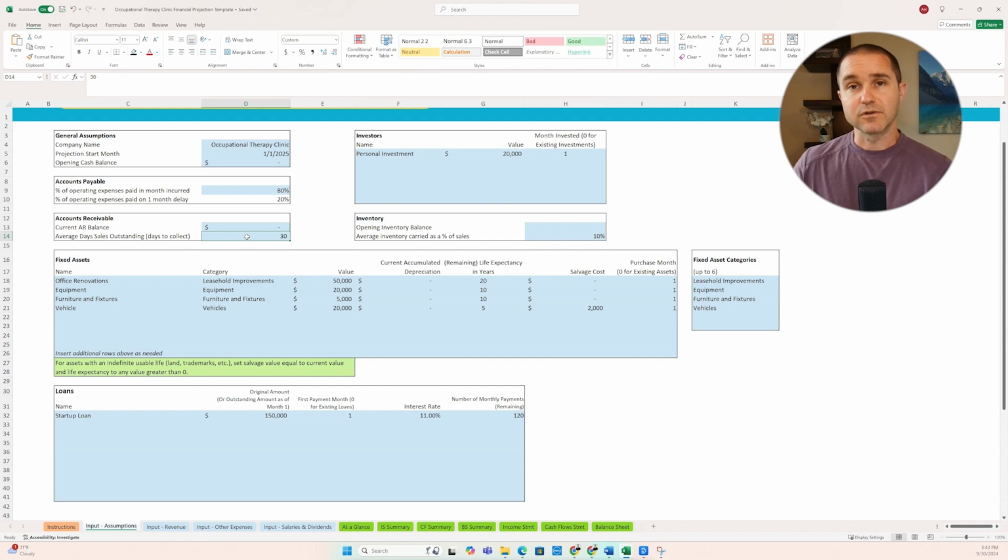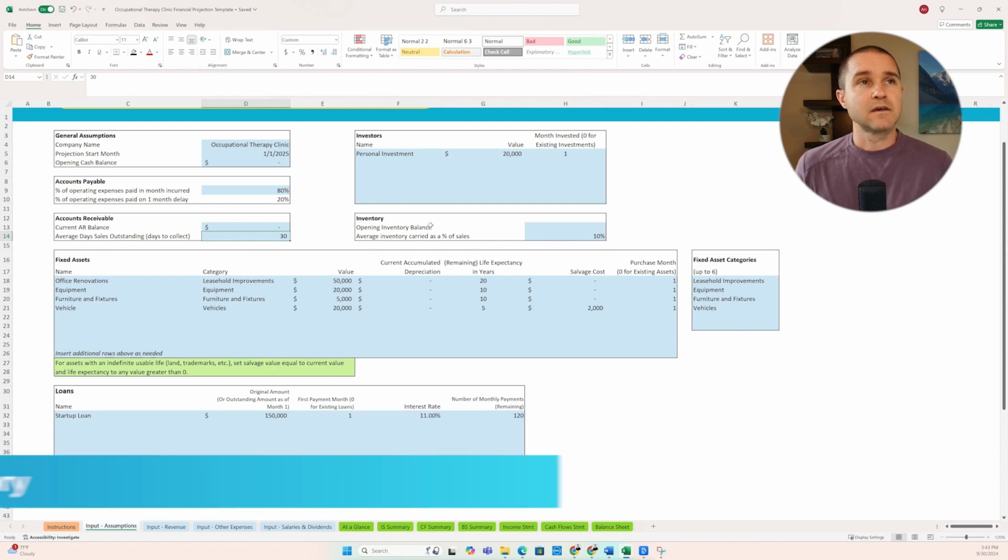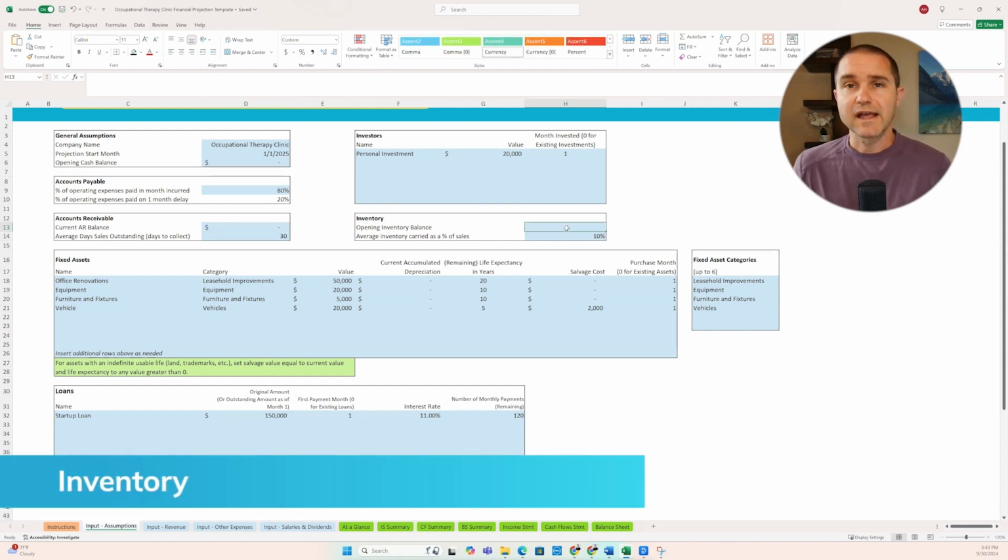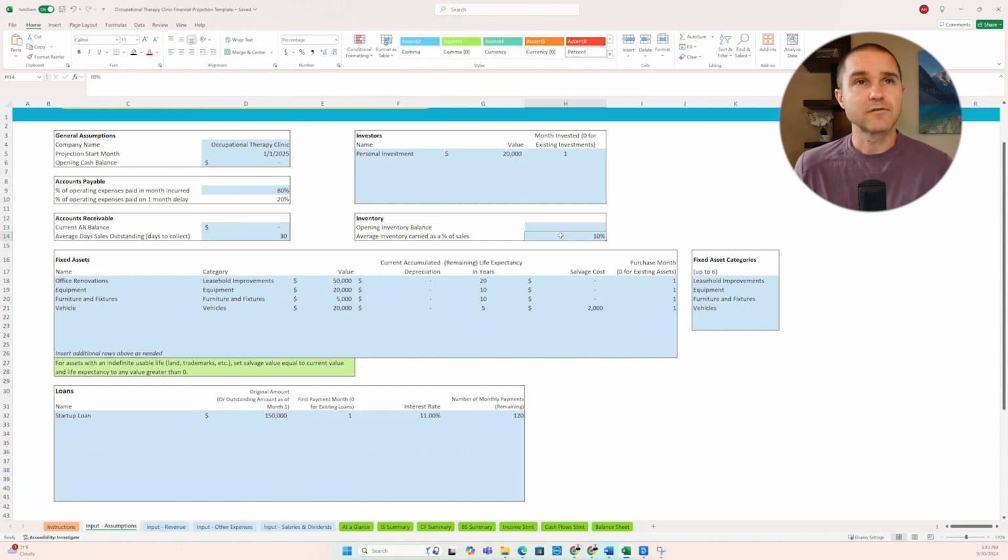Now, it's possible that insurance or some payers may take even longer than that, but maybe you also have some private pay customers that pay at time of service, right? And pay up front. So you might have some that pay on day one, some that pay in 45 days, and maybe the average is 30. Inventory, you don't really have any inventory here for this type of business, so we're just going to zero this out here.